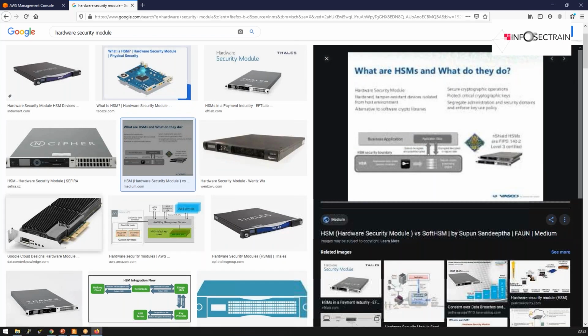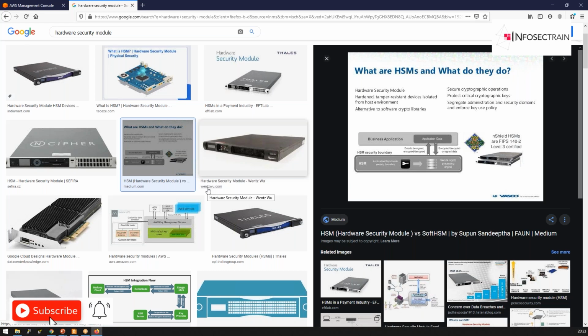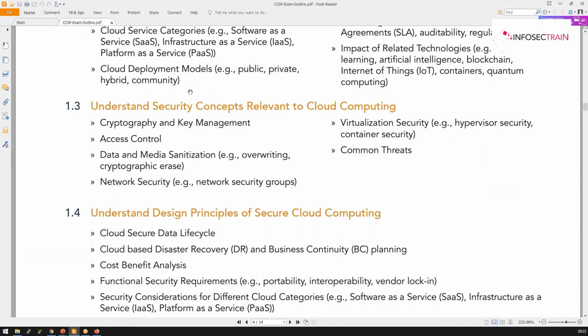Let's say, for example, I am storing my key files in the HSM device. If somebody tries to tamper with this device, what happens? It will erase all the contents inside it. So this is more secure. If you want to comply with FIPS 140-2, or 303, whatever it is, you have to have an HSM device.